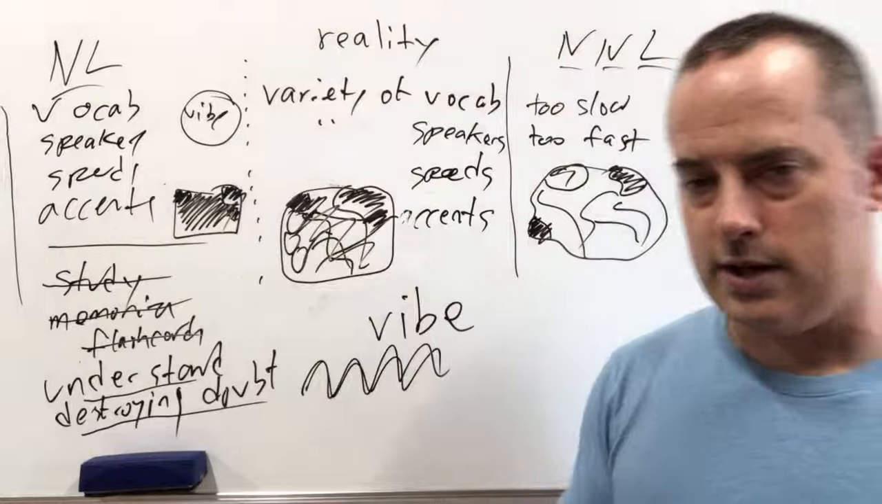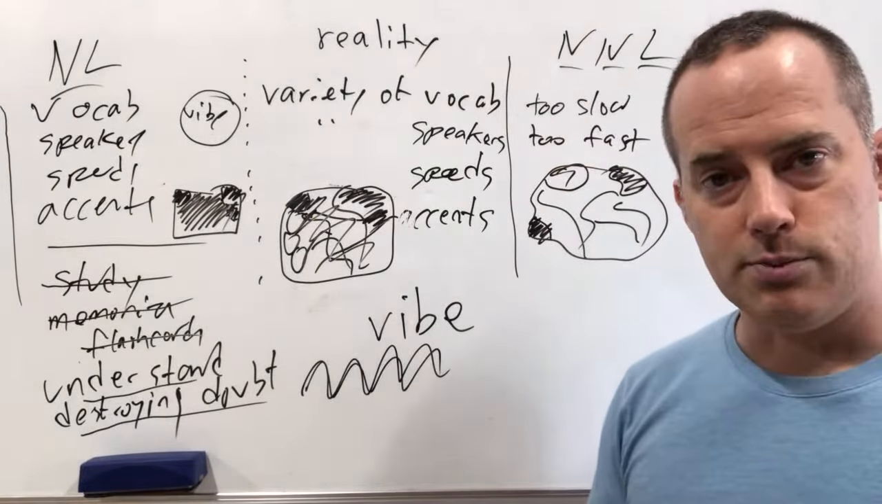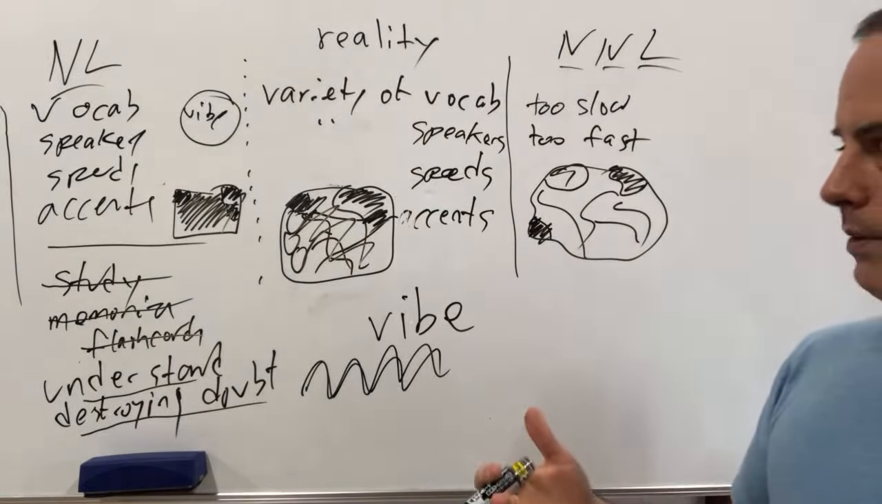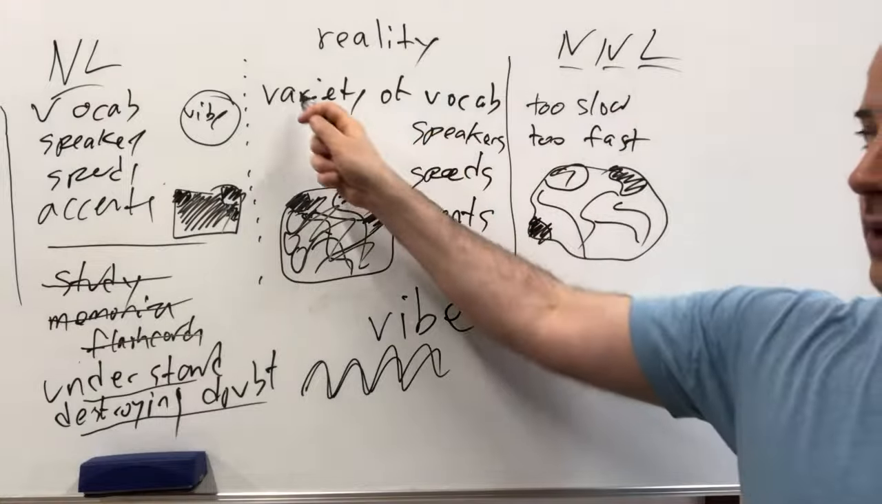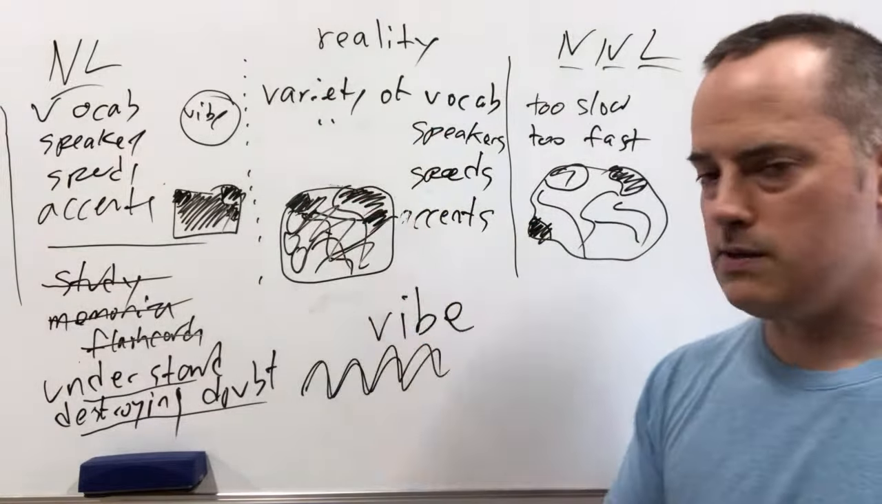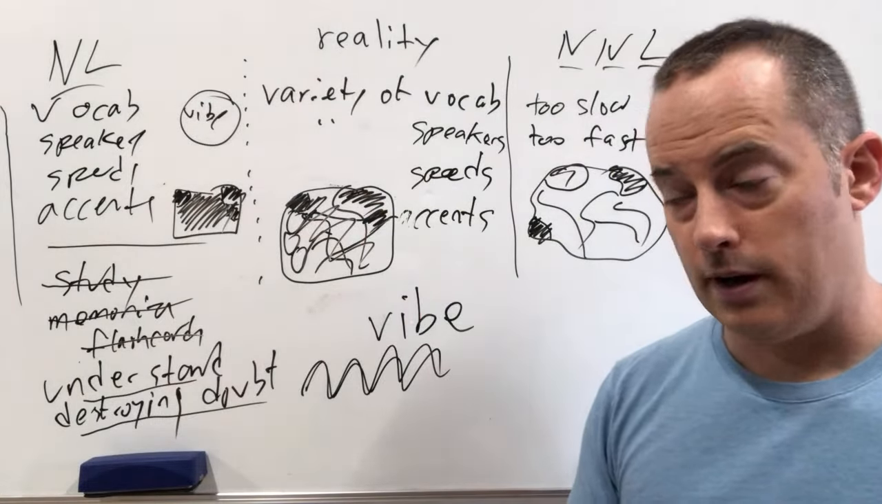And when you understand things, then that's when you're able to speak fluently, all right? So it's much more difficult to become a fluent speaker if you don't have access to the variety of vocabulary, variety of speakers, variety of speeds, variety of accents, and all of those different examples, all right?